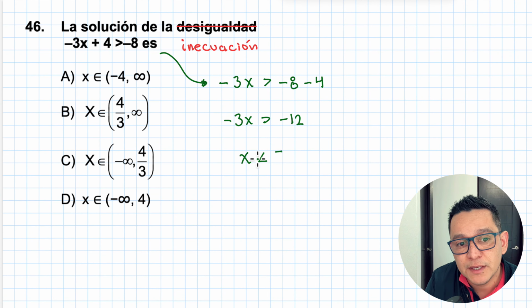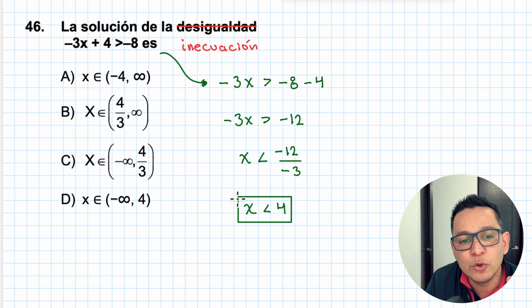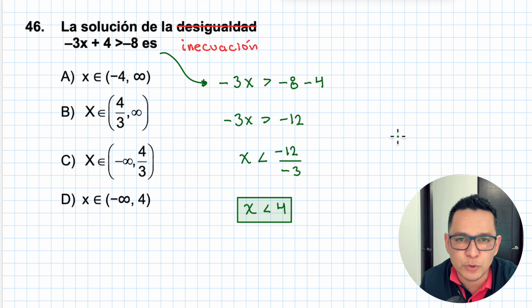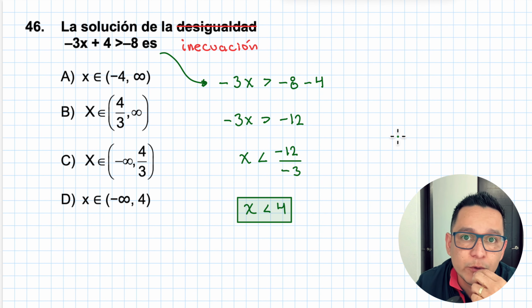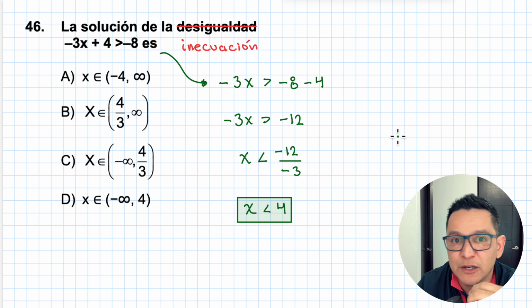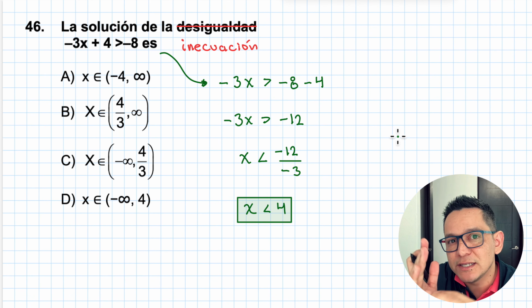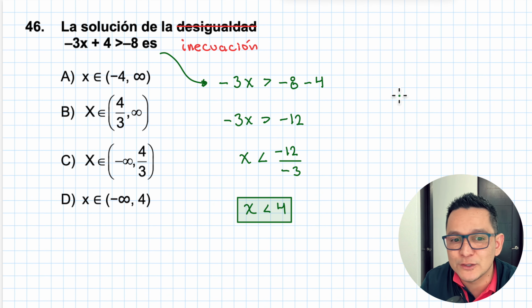So here I'll have x less than negative 12 divided by negative 3, right? And finally, we do the division. Negative 12 divided by negative 3. So negative divided by negative is positive, and 12 divided by 3 is 4. Let's see. I'm saying that x is less than 4. If I say that x is less than 4, it means that x, for example, could be negative 500, right? Or it could be 0, or it could be 3.9, or it could be 1. Starting from 0, but to the left, it can take all the values, right?